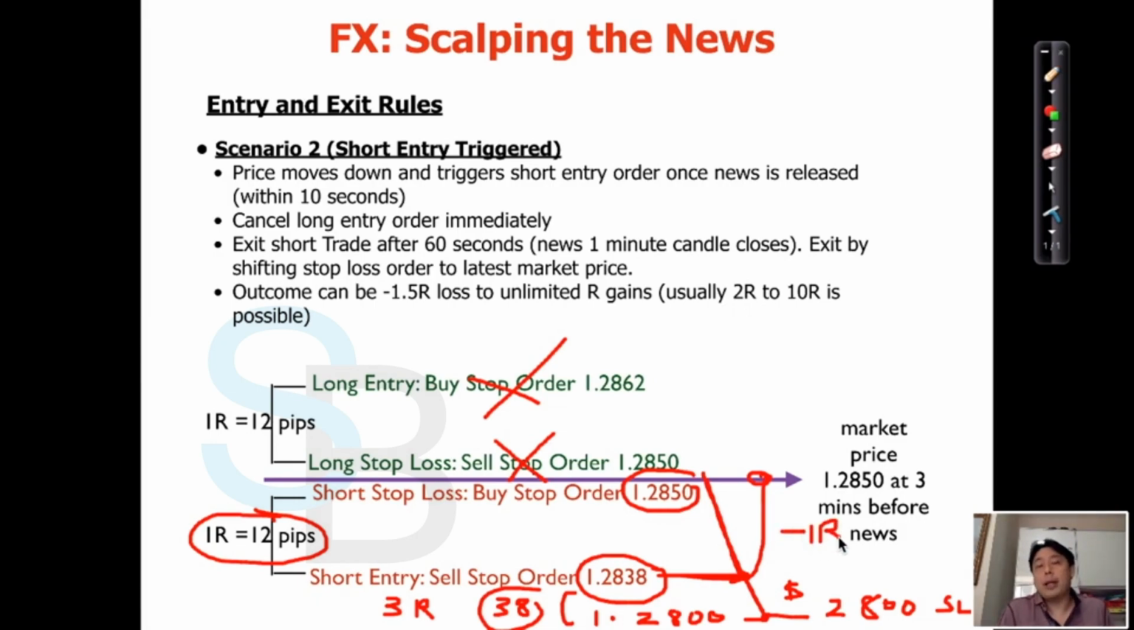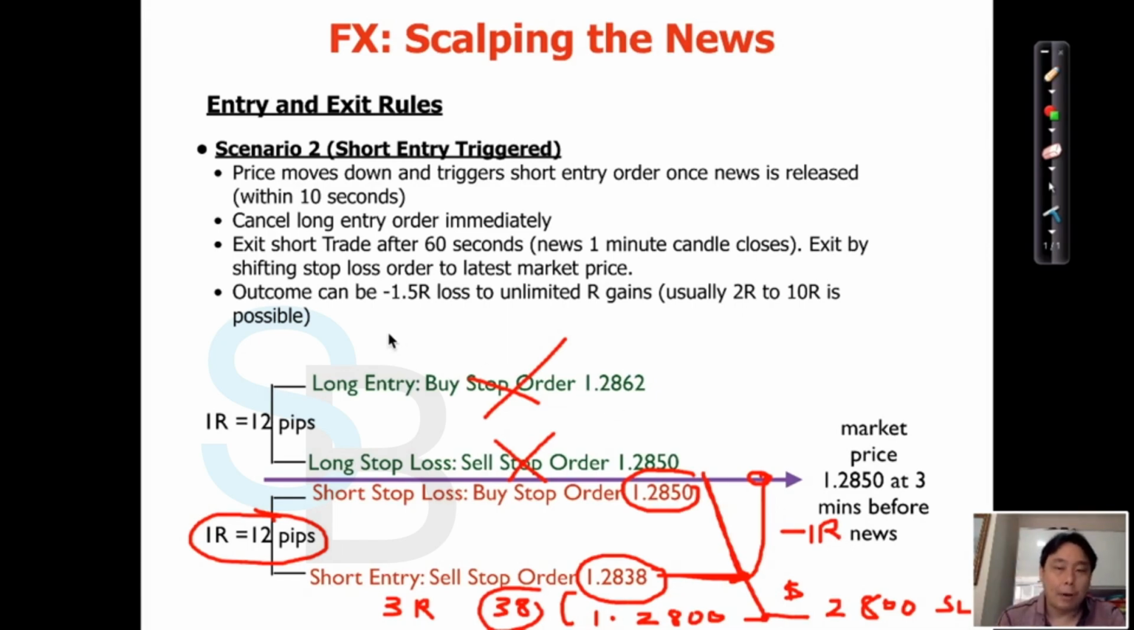Again, it's a possibility. But when you lose 1R, when you win, you make 2R, 3R, 5R. That's what makes it a profitable strategy. It's how much you win when you win and how much you lose when you lose. Okay. Again, is it also possible that you lose more than 1R?